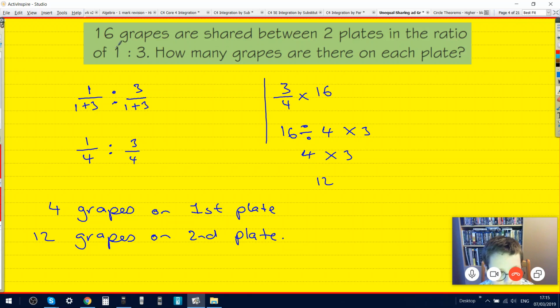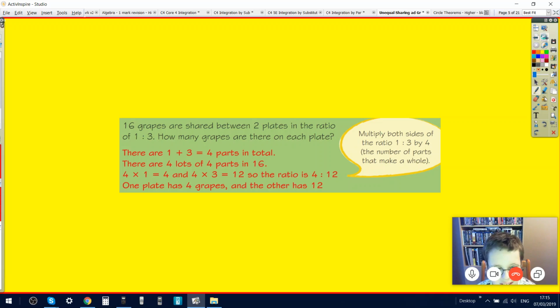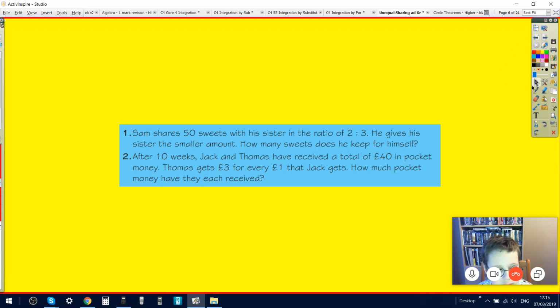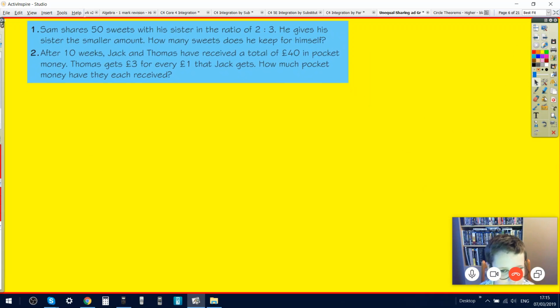So I think turn it into fractions. If they get 1 for every 3, then that is 1/4 and 3/4. And so 1/4 of 16 and 3/4 of 16. Okay. Any questions about that? Nope, I don't have any. Okay. That's 4, that's 12. Okay, let's try question 1. It's not easy.